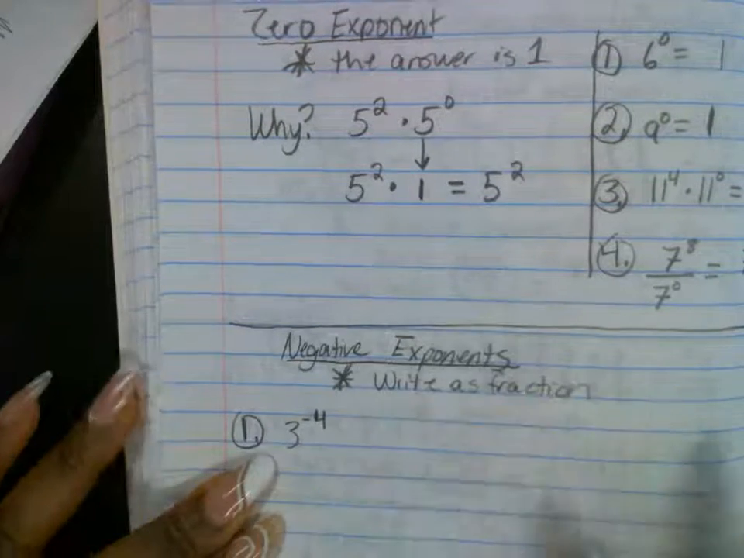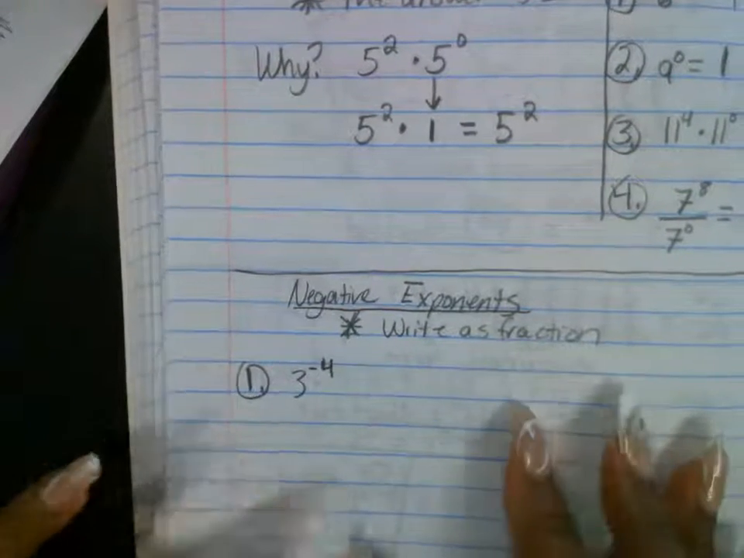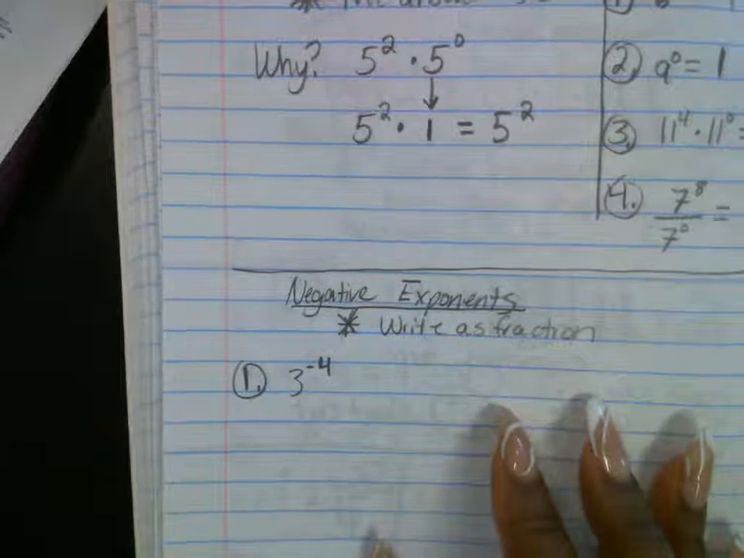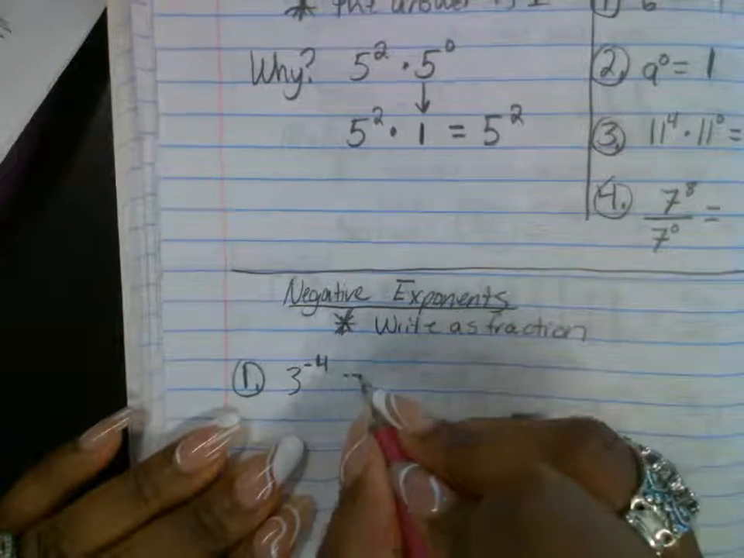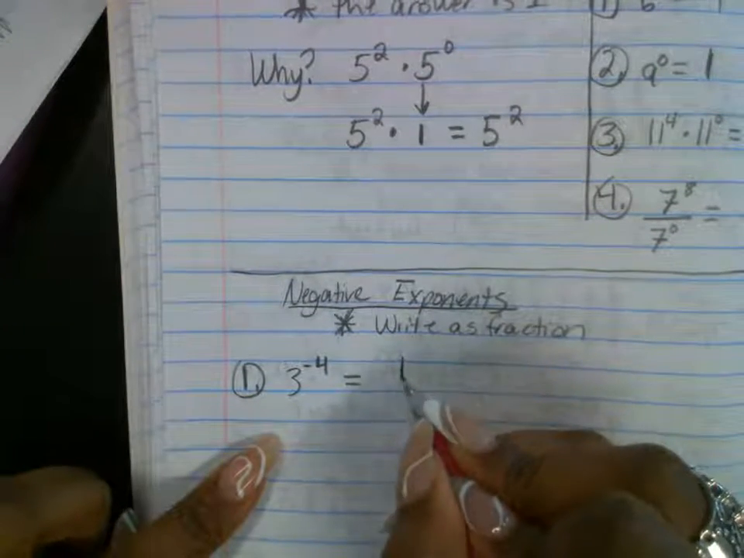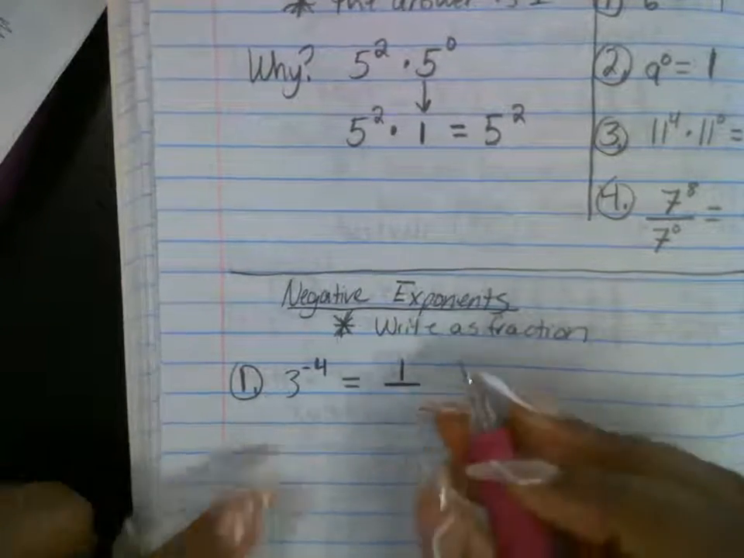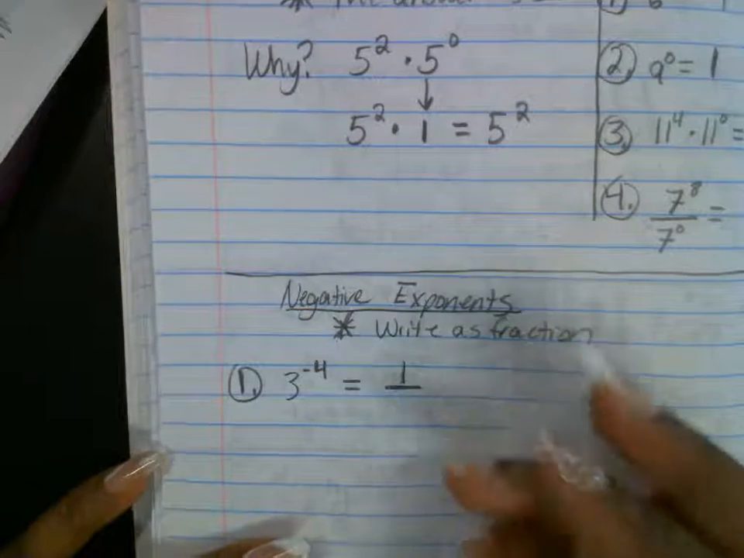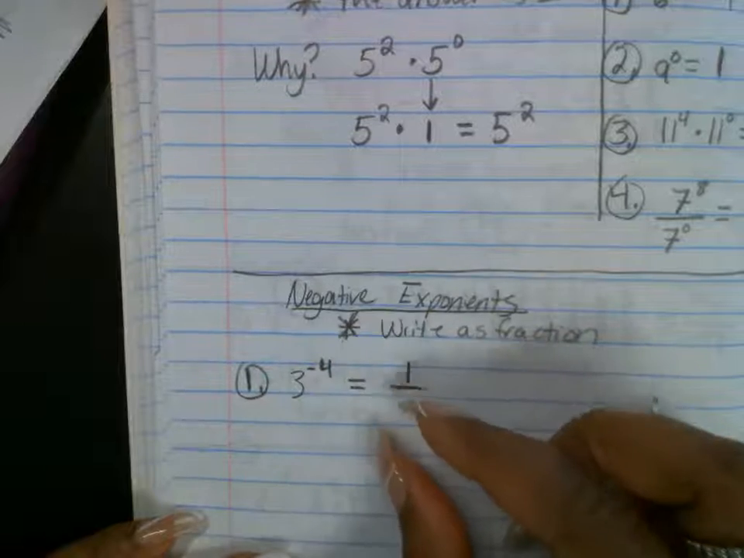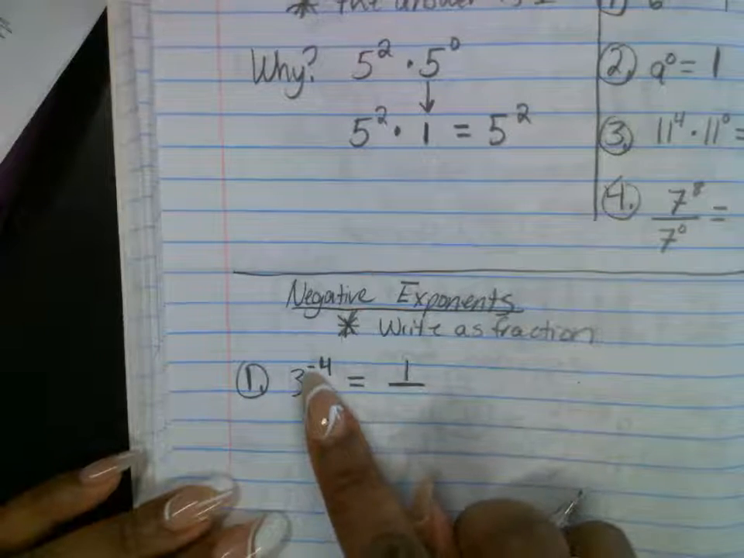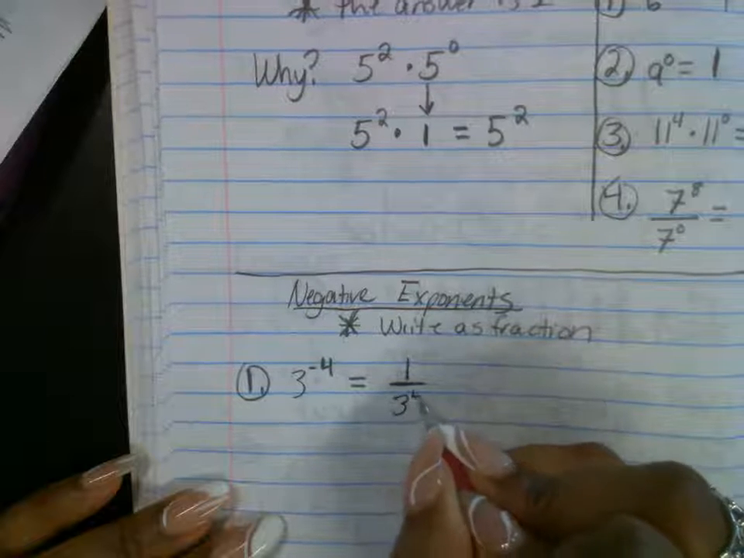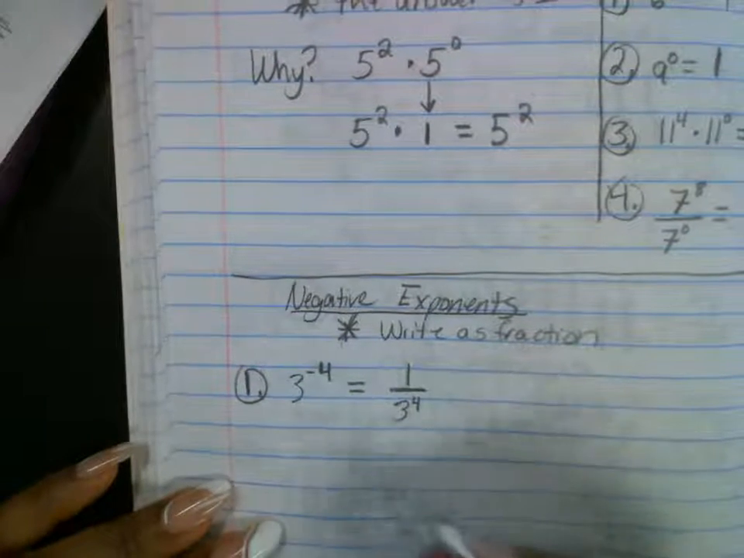I'm going to show you how to write this, okay? And then we're going to prove it in our calculator, okay? So here we write this as, our numerator for these problems are always going to be 1. So write your numerator as 1. And we're going to move this down to the bottom. And when we move it down to the bottom, that makes this negative a positive. So this is now going to be 3 to the positive 4. And you do that every single time.